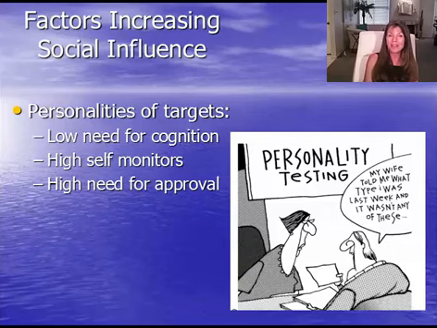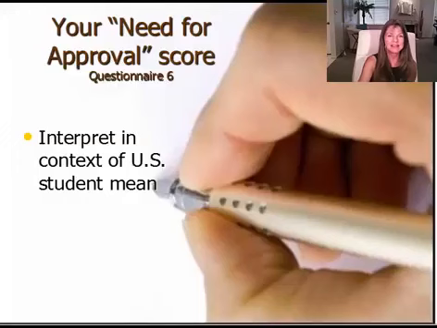Finally, people vary in the degree to which they need approval from others. Those high in need for approval are somewhat more likely to comply. And this takes us to questionnaire number 6. This is called the need for approval scale, and is sometimes called the need to belong scale. And the U.S. student mean is 29.72. How does your score compare with that mean?